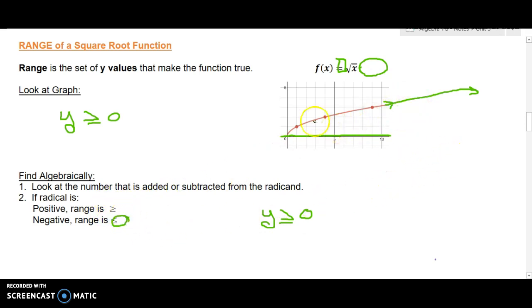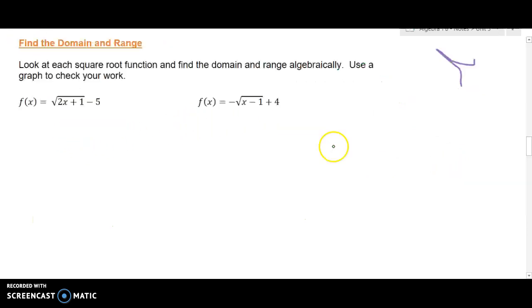So let's take a look at some more examples. Let's find the domain and range of each of these square root functions, and we are going to do it algebraically and then look at it graphically to make sure we are on the right track. So for the domain, I am going to take the expression under the radical, and I'm going to say that 2x plus 1 is greater than or equal to 0. And we can remember that we always have to use greater than or equal to 0 because the number under the radical cannot be negative.